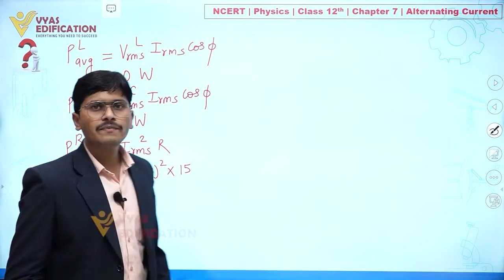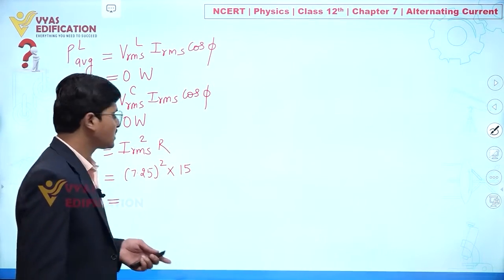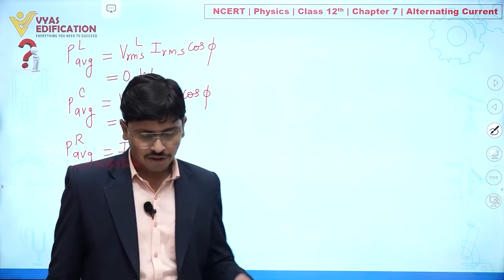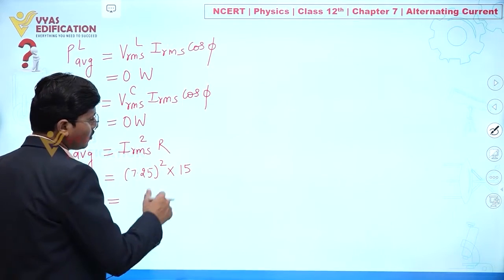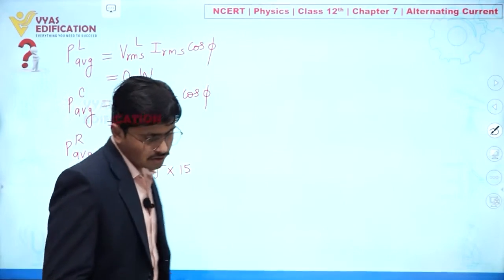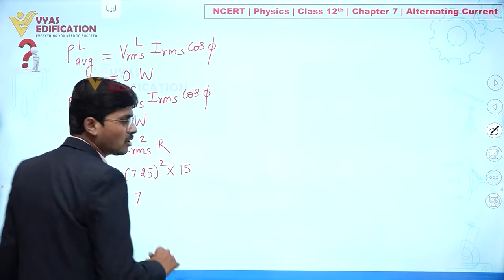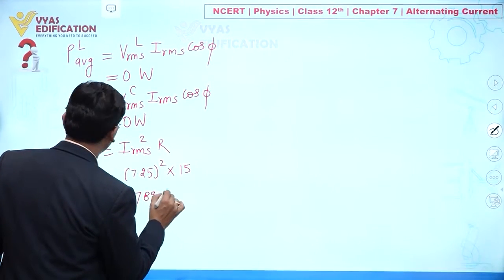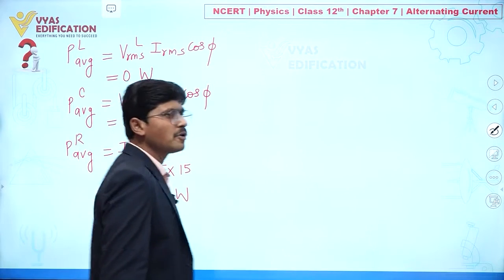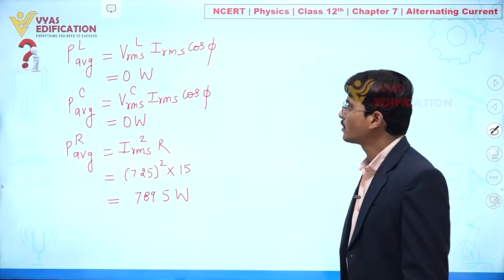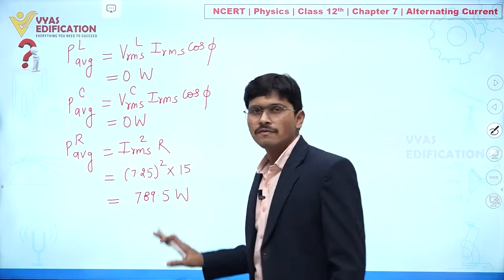So now if you solve it, you can say 7 multiply 7, this is 49, and 49 point something you will get, and you have to multiply it with 15. Clear? So this value you will get near about, I am directly telling you this answer, 789.5. Clear? So 789.5 watt you are getting as this power. Clear? So this is the average power of this resistor.